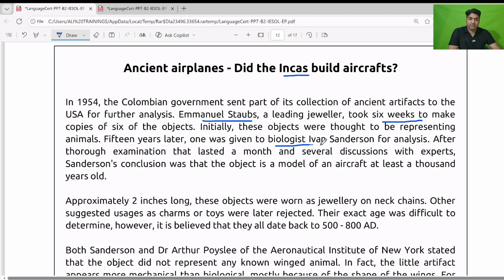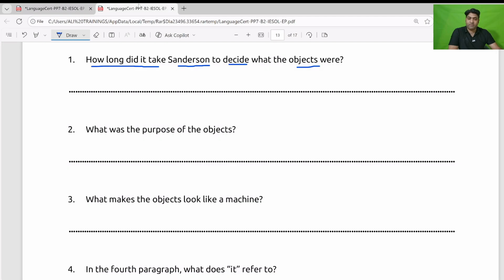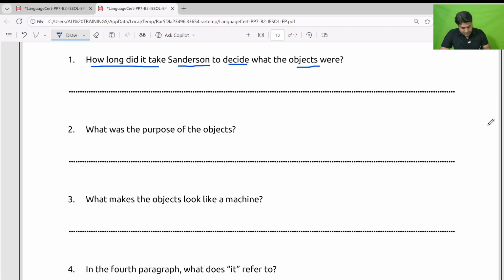Yes, here we will find the information. One was given to biologist Ivan Sanderson for analysis after a thorough examination that lasted a month. Yes, how much time did he take? 1 month, and several discussions with experts. Sanderson's conclusion was that the object is a model of an aircraft at least 1,000 years old. So our answer will be a month. We will write a month here.